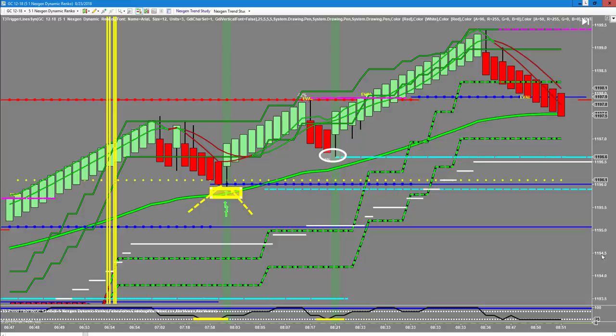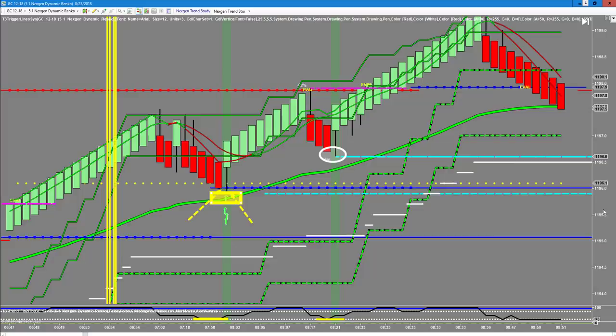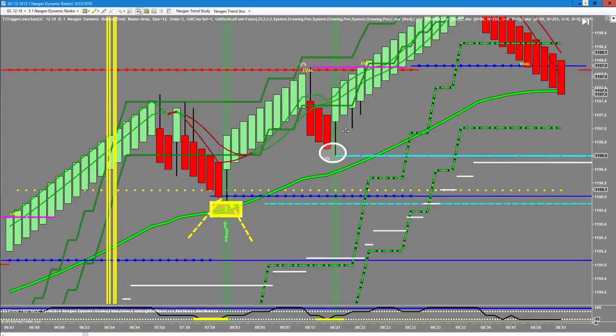Now, let me ask you another question. On this next one, did we have an area for a long trade? Yes or no? Did we have support or mid bands or anything to help us? No. So again, that's not a trade for us.